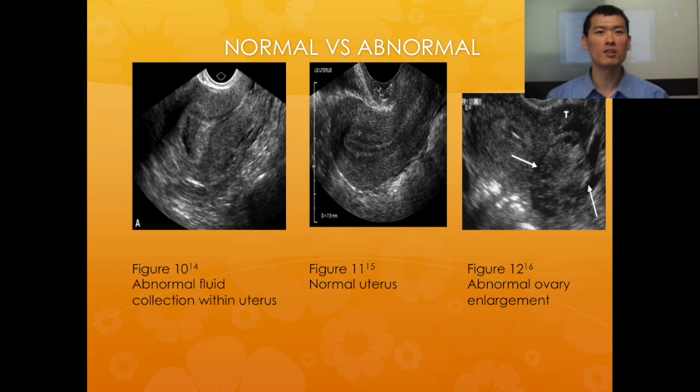One key sign of pelvic inflammatory disease is fluid within the uterine cavity. This is demonstrated in Figure 10 as a hypoechoic strip in the body and distension of the fundus of the uterus. Figure 11 shows a normal uterine cavity not distended with fluid. Figure 12 demonstrates an enlarged ovary with numerous tiny cysts and a thickened fallopian tube in the transverse plane.